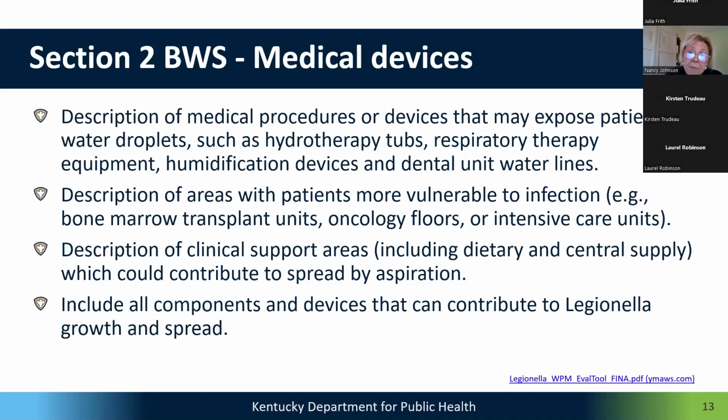The plan is supposed to show that you thought through everything. So do you have bone marrow units? Do you have oncology floors, intensive care? What about clinical support like dietary, central supply, where there could be aspects that contribute to spread by aspiration? Include all components and devices that can contribute to Legionella growth and spread.